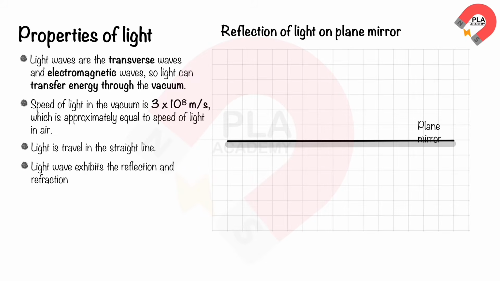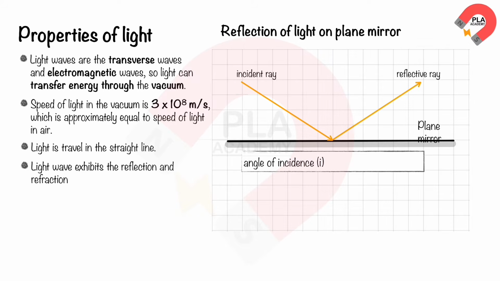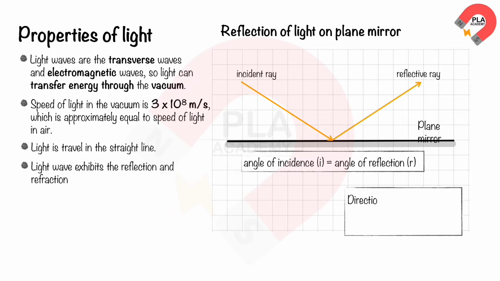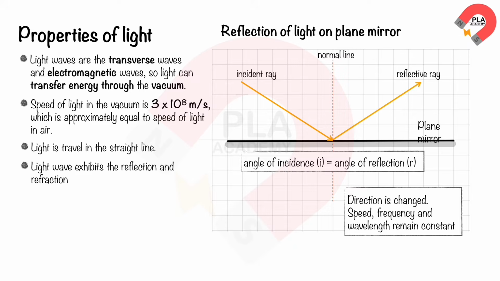Reflection of light on plane mirror. When a ray of light strikes a plane, flat, mirror, it is reflected so that the angle of incidence, I, is equal to the angle of reflection, R. Mirrors are often used to change the direction of a ray of light, while its speed, frequency, and wavelength remain constant. The normal is a line at right angles to the mirror.